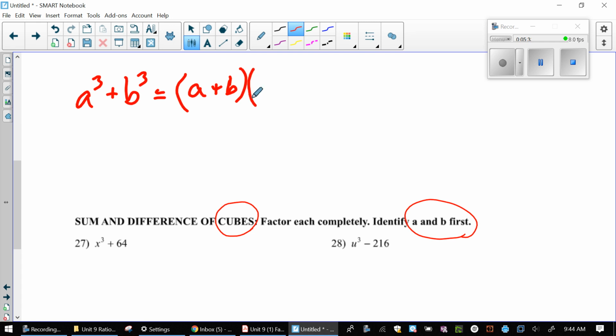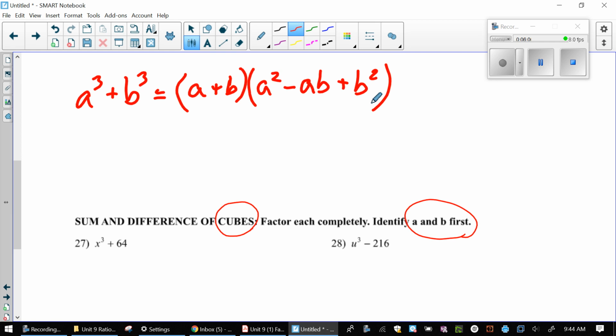Now since we pulled out one of each of those, we're going to be left with a trinomial with each of those terms squared. And here's what it's going to look like. So it's going to start with a squared, and this makes sense, right? A times a squared gets me that a cubed that I started with. But now I'm going to have a minus here, and it's going to be minus a times b, and then a plus here, and then we're going to have the b squared.